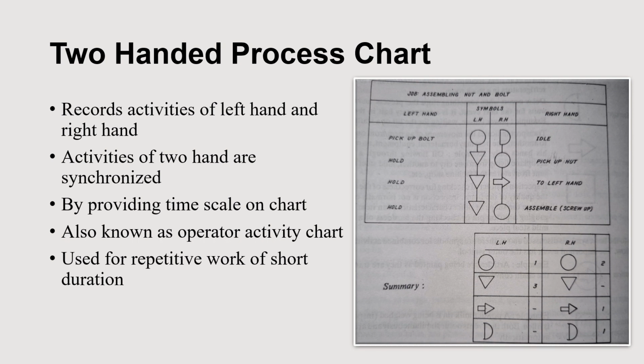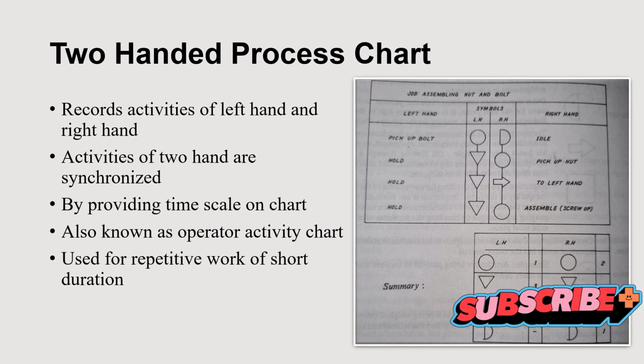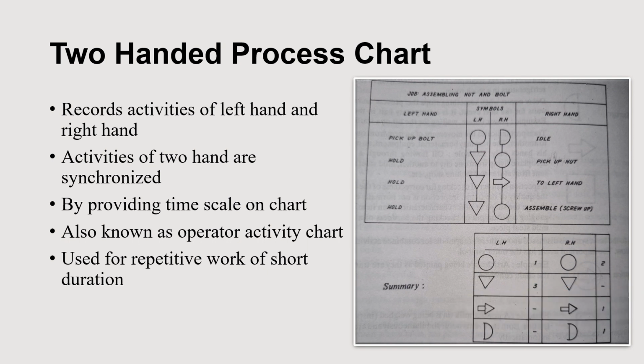If you look at the summary, we have the times listed. The left hand has basically 1 operation and 3 storage or holding operations. In the right hand, we have 2 operations, 1 transport, and 1 delay. This is the summary of the two-handed process chart. This is how the chart looks, and these are the purposes of the chart. Now let us look at the flow process chart in the next upcoming video.